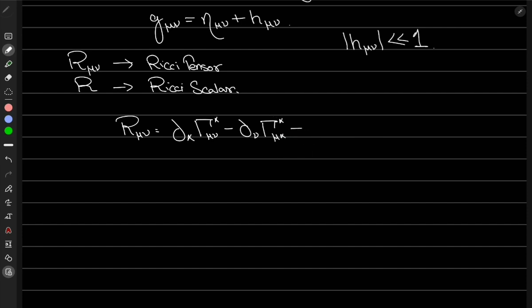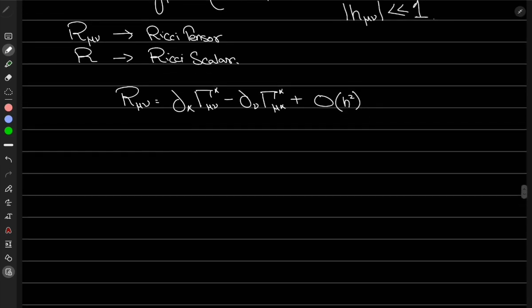And then you can have higher orders of h, so we'll just say h, the order of h squared, right? In the same way, I can expand the Ricci scalar to the first order in the perturbation. And that is done by, so I'm going to write this Ricci scalar. How do we get the Ricci scalar? By contracting the Ricci tensor with the metric tensor.